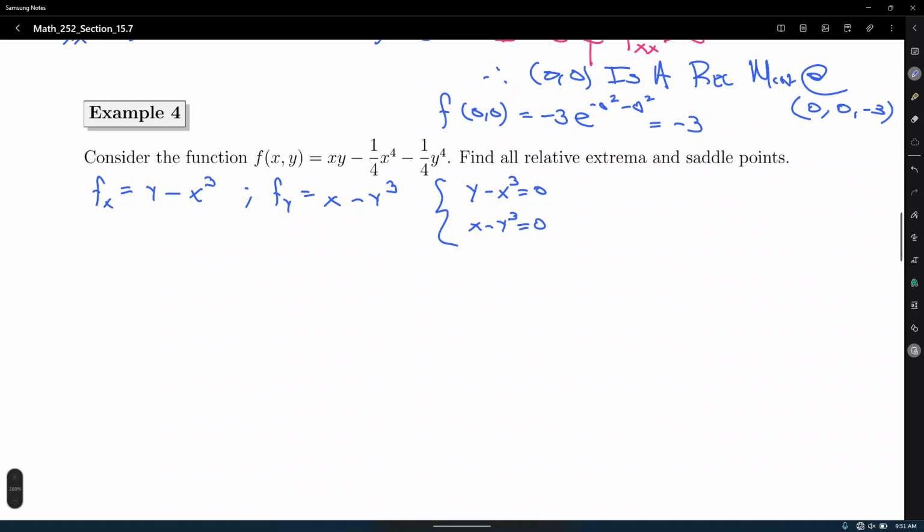And we need to solve this nonlinear system of equations. It's going to be a fun one, right? So how are we going to solve this system? Let me rewrite the equations. That means y equals x cubed and x equals y cubed. So we need to solve that system of equations. Any ideas how to solve this system? What would you do here?